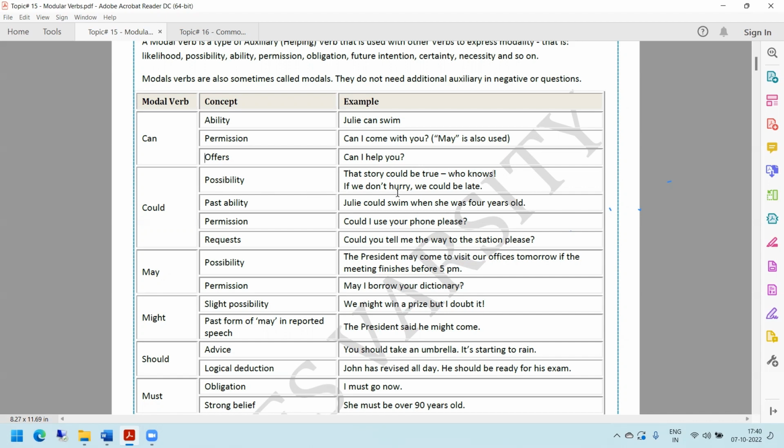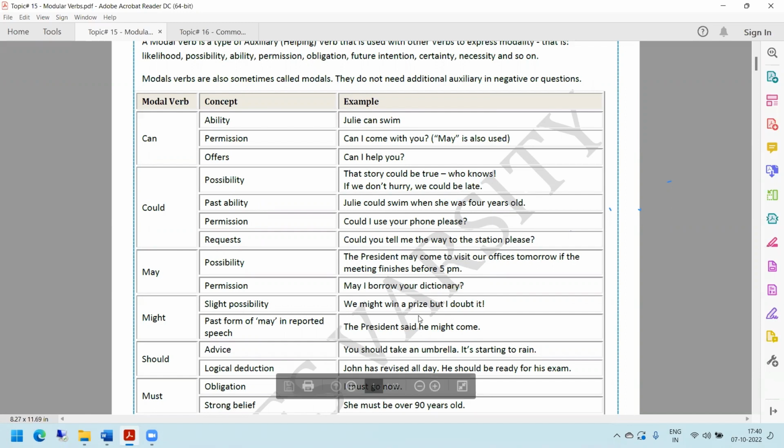If we don't hurry, we could be late. If we don't hurry, there is a possibility that we will be late, to express possibility. Could, past ability: Julie could swim when she was four years old. This is present: Julie can swim. But Julie could swim when she was 4 years old, to express past ability.